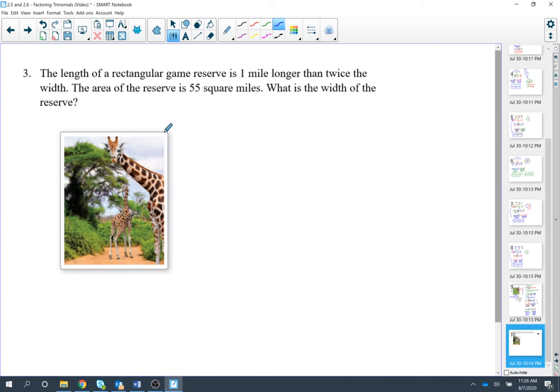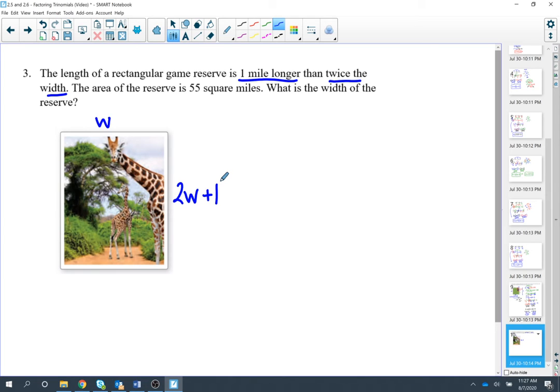So the length is 1 mile longer than twice the width. Okay, so width, that's the width. I'm going to put it as W. The length is 1 mile longer, which means add 1, then twice the width. Well, twice the width is twice the width, and then 1 mile longer is 1 mile longer. So I know the width is W, and I know the length is 2W plus 1.